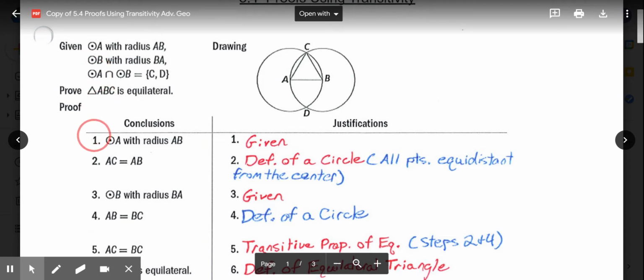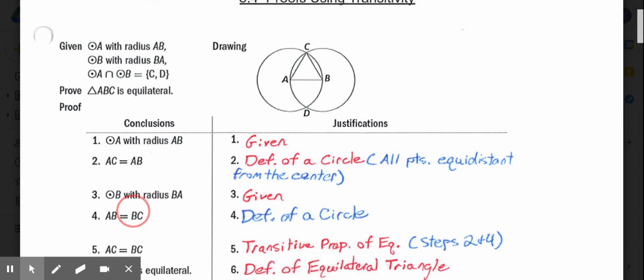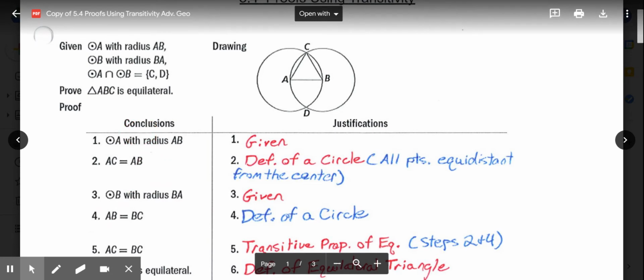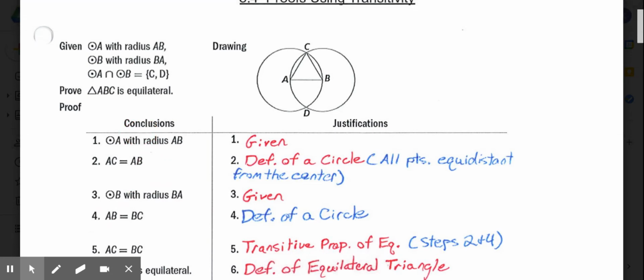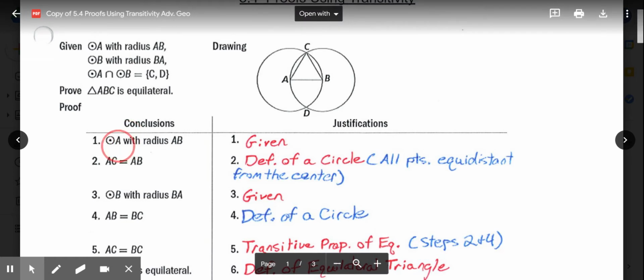For example, you'll see down here, conclusion 1 and conclusion 3, both are information from our given, so they decided to split it to steps 1 and 3. That's fine. They could have written part 3 with 1 and saved themselves a step also. But you're always starting with at least one part of your given. So the first conclusion, 1, is that circle with a center A with a radius of AB. So circle A has a radius of AB.